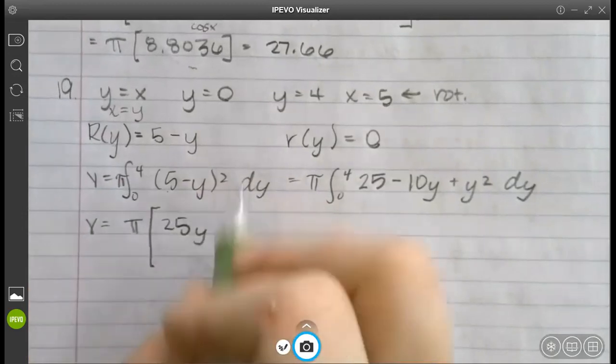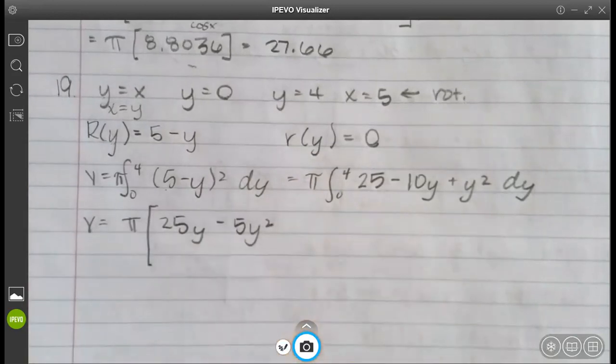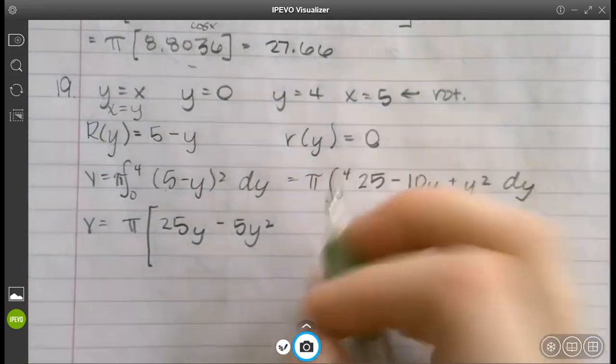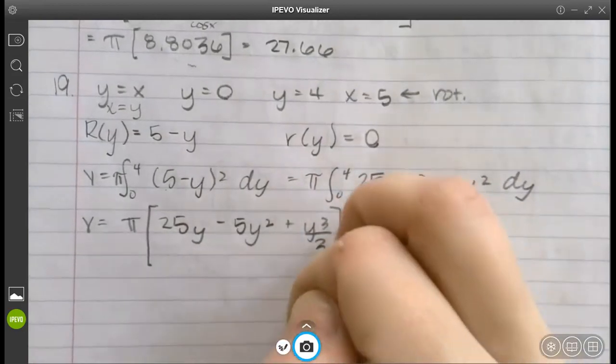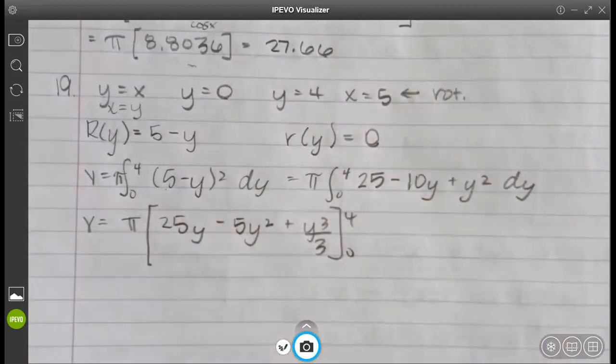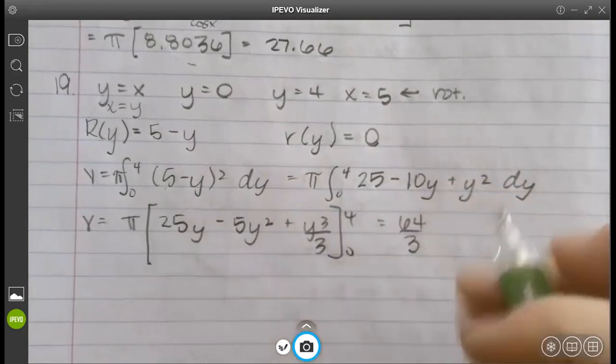We get 25y minus 5y squared, 10y squared over 2 would be 5y squared. Plus y to the third over 3 from 0 to 4. Your 0 will not matter. And when you plug in your 4, you get 64 over 3.